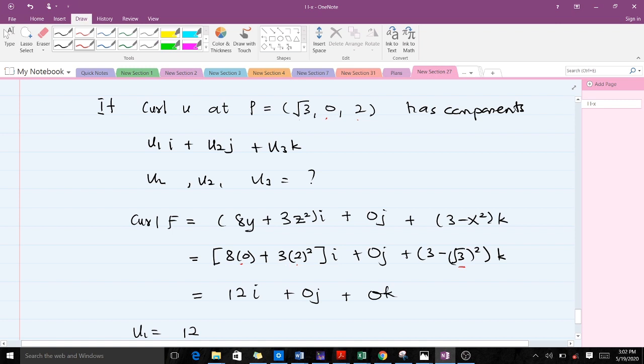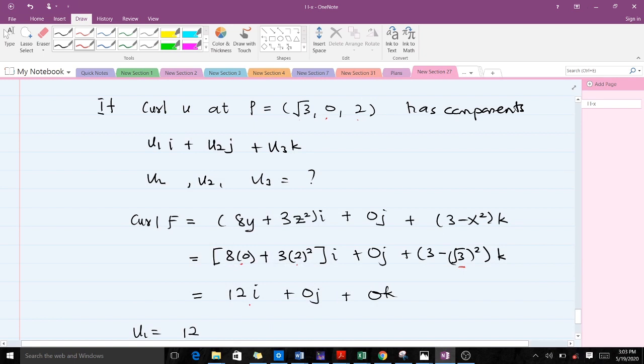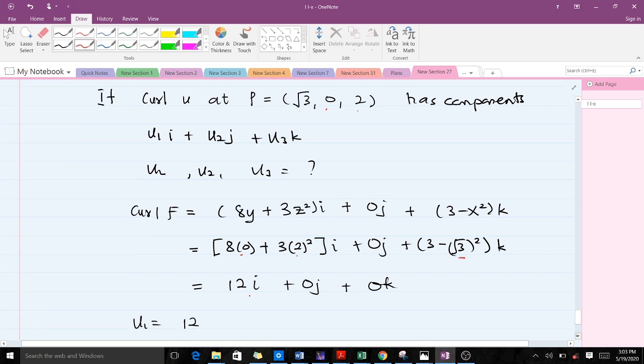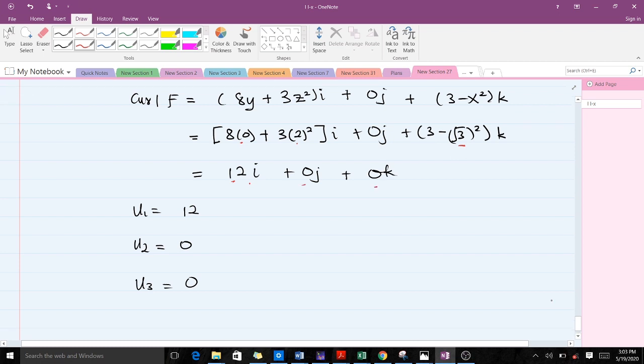After making the substitution, this will be 8 times 0 plus 12, so we have 12i here. Then this is going to give us 0, so we have 0j here. And this will also give us 0, because 3 minus root 3 squared is 0. So that means component u1 will be 12, u2 will be 0, and u3 will also be 0. So those are the components.